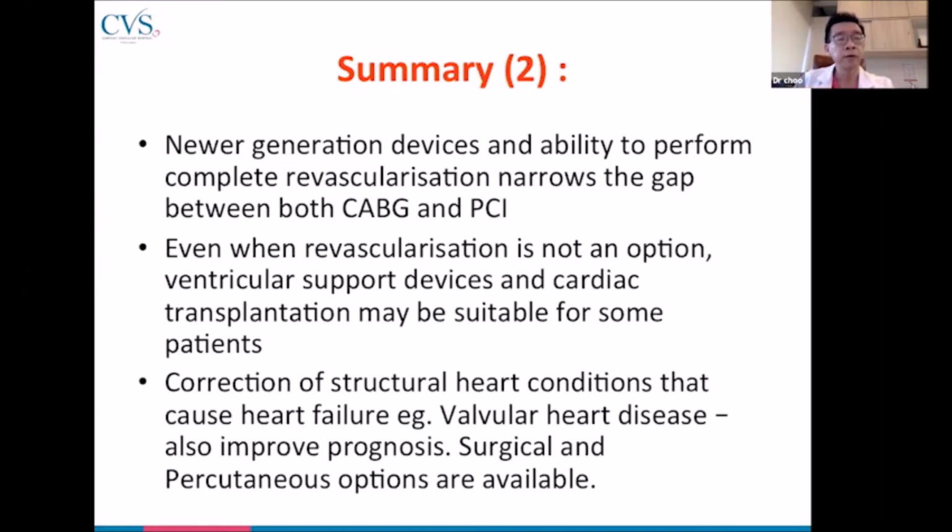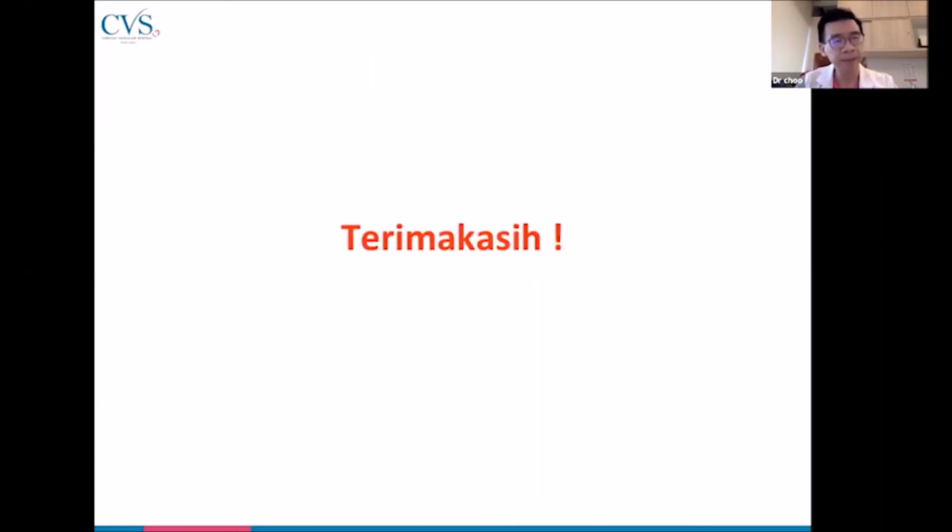Even when revascularization is not an option, there are support devices for the ventricle, and cardiac transplantation may be an option as well. There are structural heart disease conditions, especially the valves, that have gone very far in terms of our options of treatment, like the aortic valve and mitral, and these are also to be considered beyond surgical therapy. Terima kasih. Thank you.